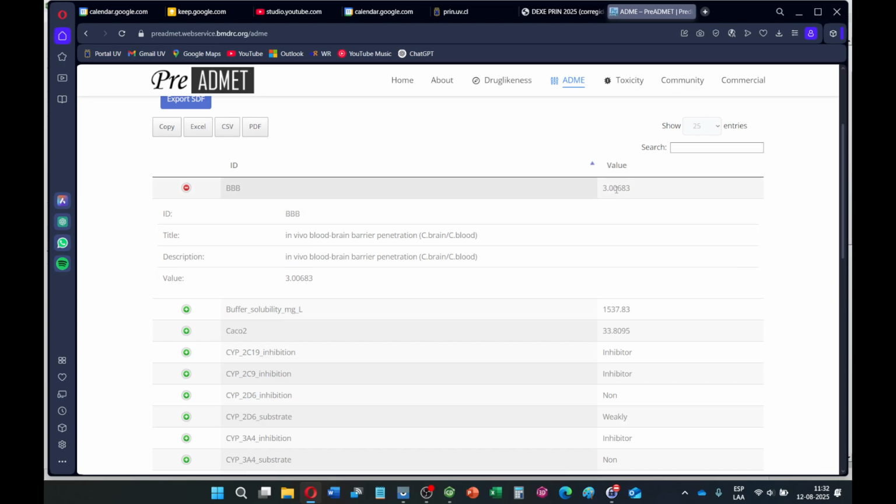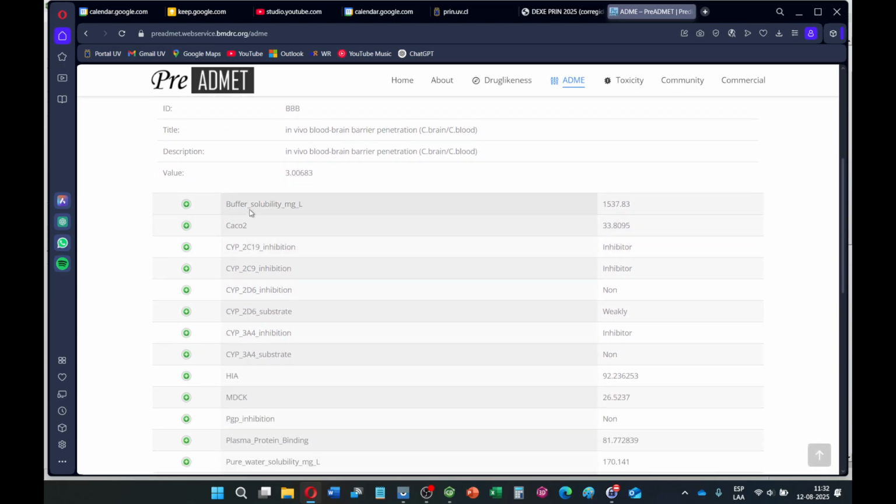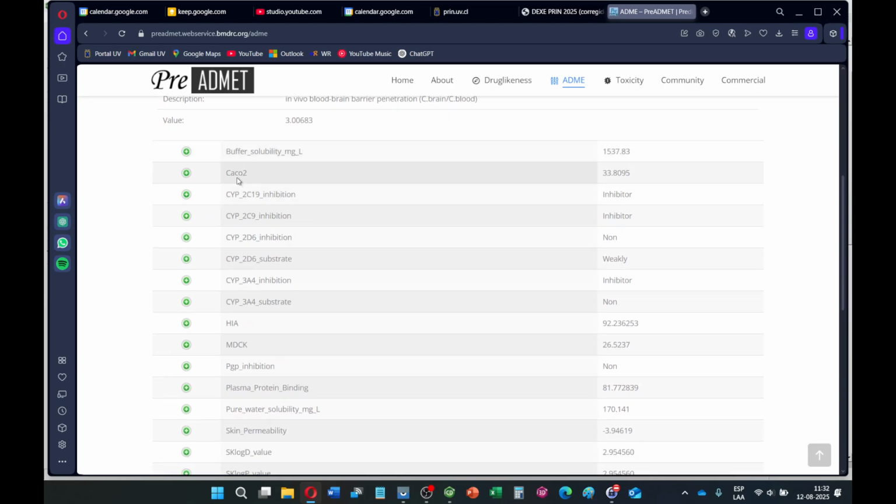Why? Because it is so lipophilic that it easily crosses the brain. Well, let's see another value: solubility in buffer. That is, we can know how many milligrams per liter we can solubilize in a very useful buffer. In biological experiments, we can see the transfer through the skin. We can see if it inhibits or not.